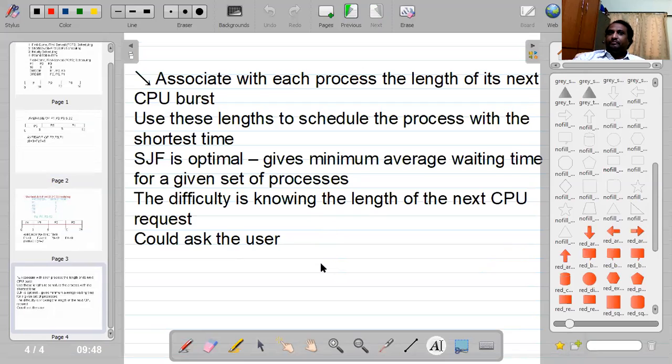This is the first thing. The difficulty is knowing the length of the next CPU request. So we don't know how much time the next CPU request is going to take, or at what time it is going to occupy. We don't know all those things. But still, it is going to work. So it has some advantages as well as disadvantages from the user's point of view.